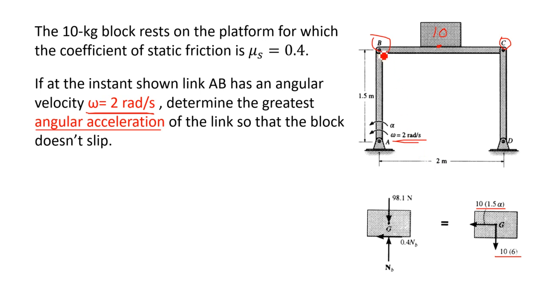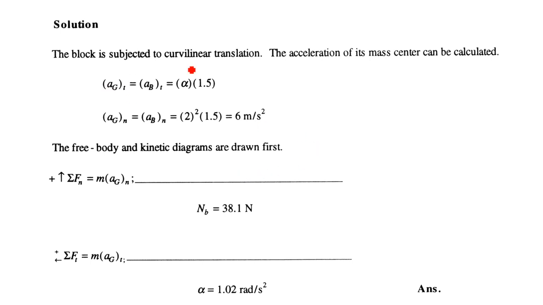Now let's go back to the previous topic. When this part rotates, we're going to have two accelerations, normal and tangential. That's the normal and that's the tangential. Now we know how to calculate them using the alpha and the omega. So let's go forward and see how we can solve this one.